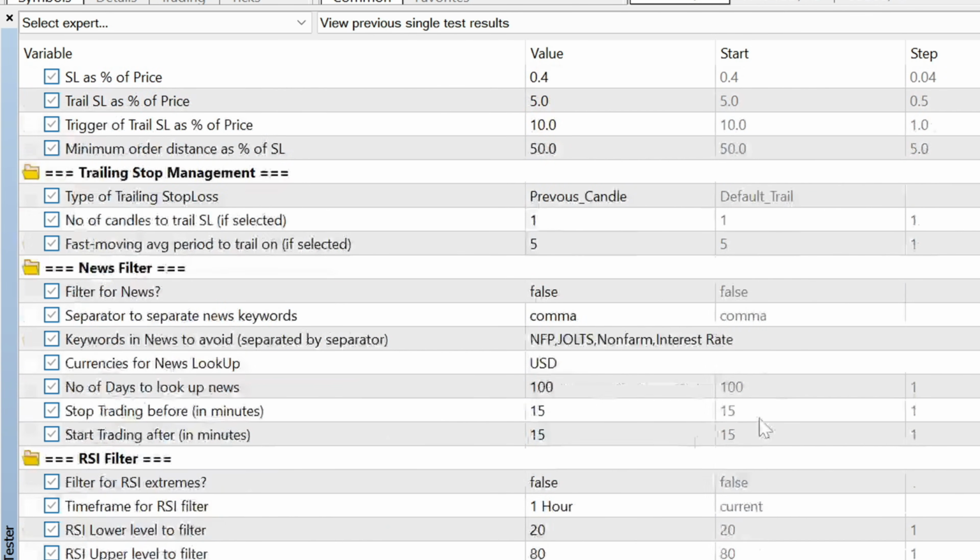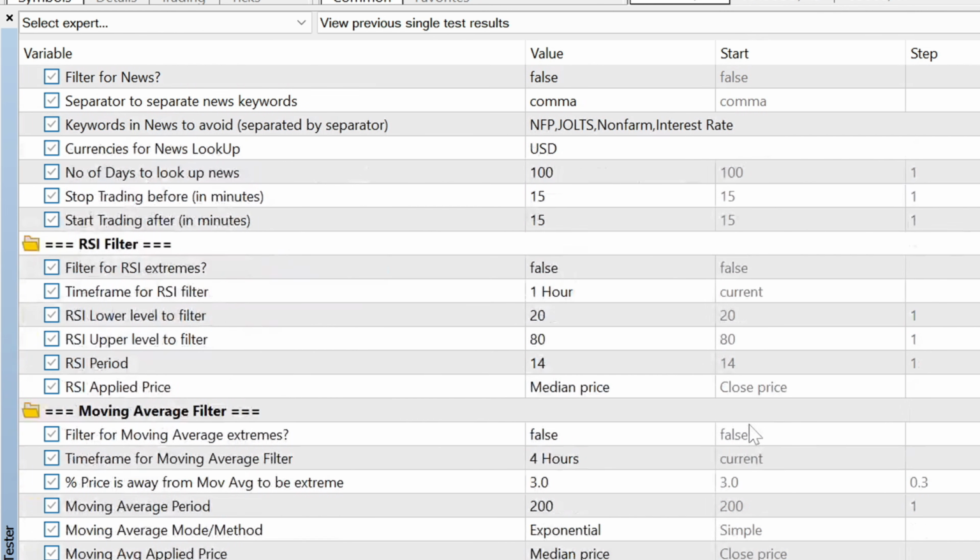Then the news filter is self-explanatory. So which news do you want to avoid and on which currencies? So for example, interest rate on USD. Then the RSI filter is to stop trading when the price is in extreme condition. So when the RSI is above 80 or below 20, on a higher time frame chart such as 4 hours, we stop trading because now the markets can be very chaotic.